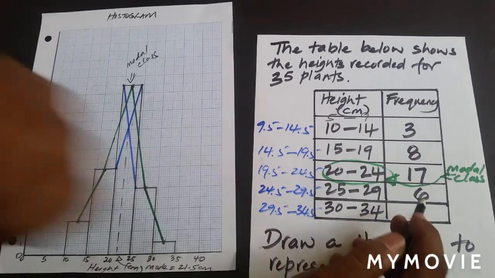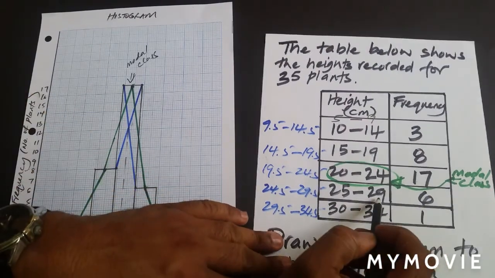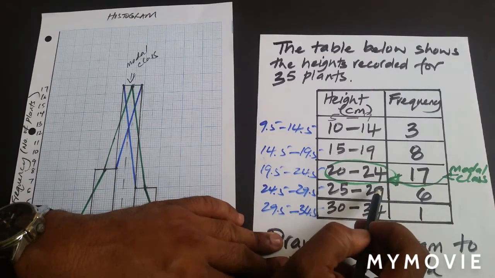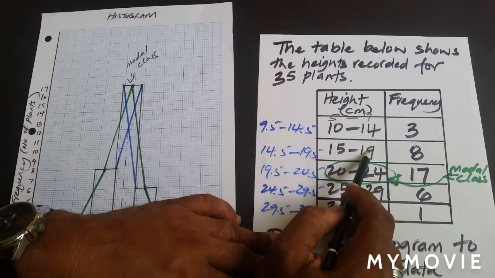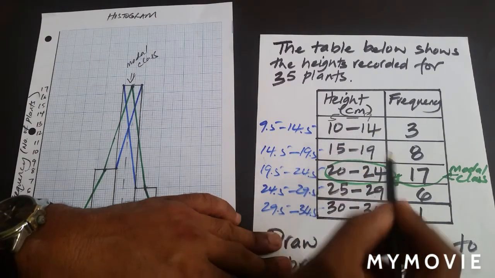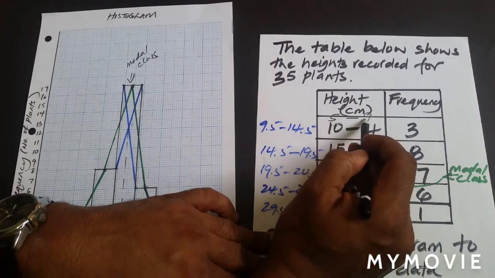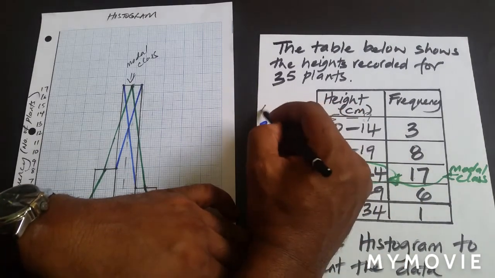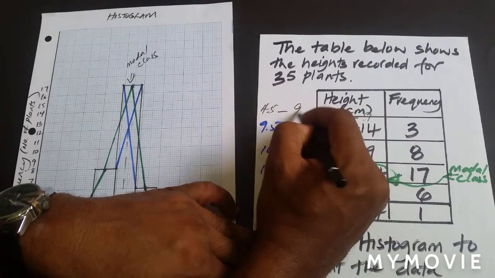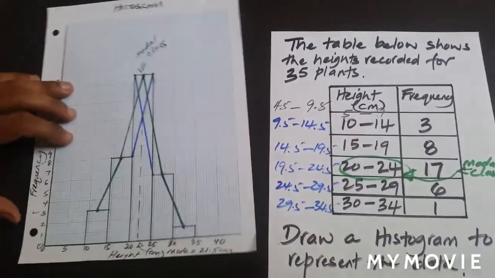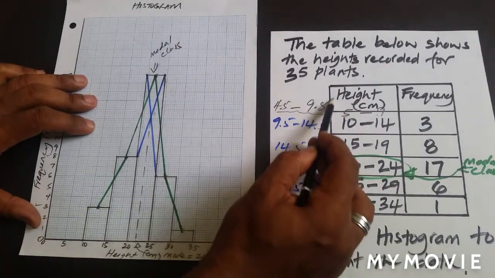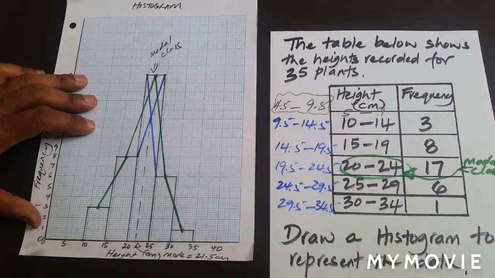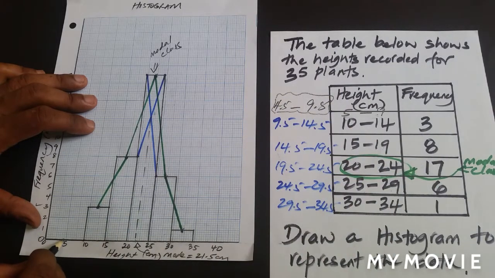All right, 34, 29 plus 5 is 34, 24 plus 5 is 29, 19 plus 5 is 24, 14 plus 5 is 19, and 9 plus 5 is 14. So we have an imaginary class here, 5 to 9. So the class boundaries would be 4.5 to 9.5. So in order to get the frequency polygon to touch the axis, we have to use this imaginary class and find the midpoint of that class. So 4.5 would be here, and 9.5 would be here.